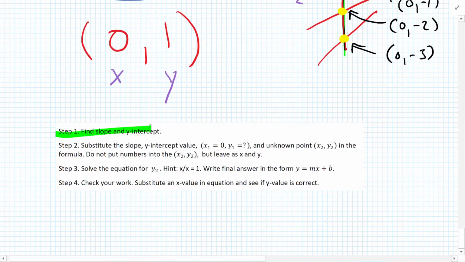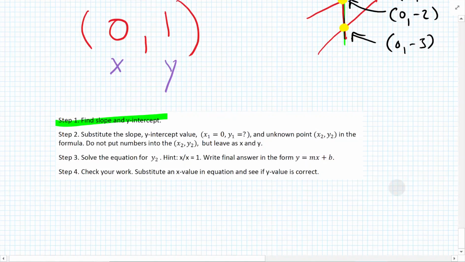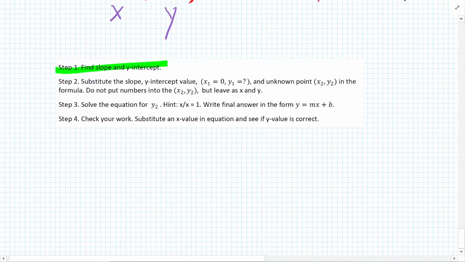We've done find slope and then y-intercept. Okay. Remember, slope was equal to 1. The y-intercept was 0, 1. Okay. Step 2. Substitute the slope, y-intercept value.